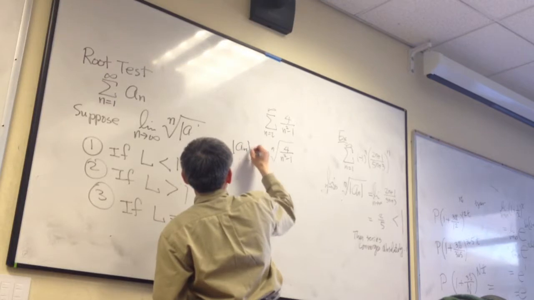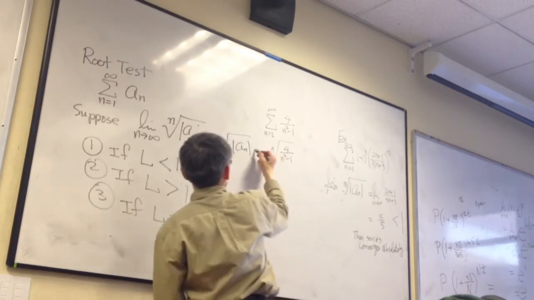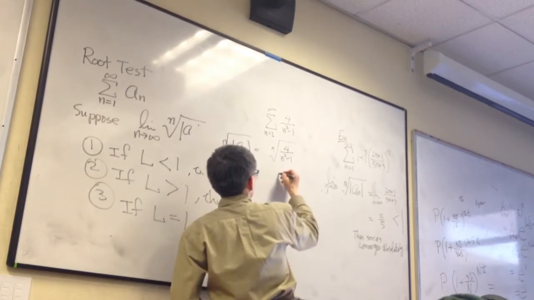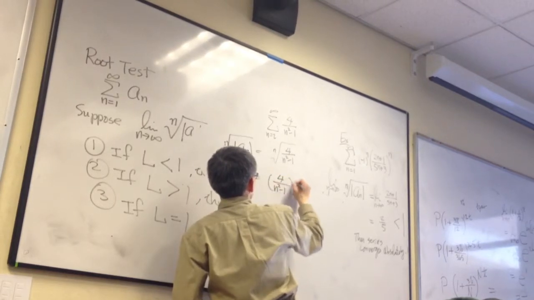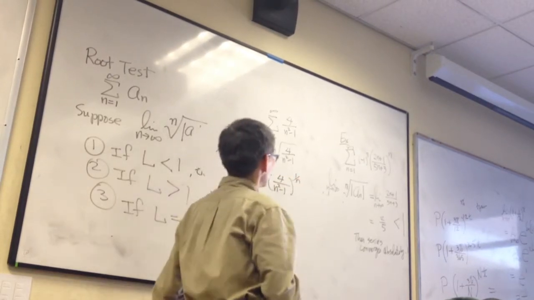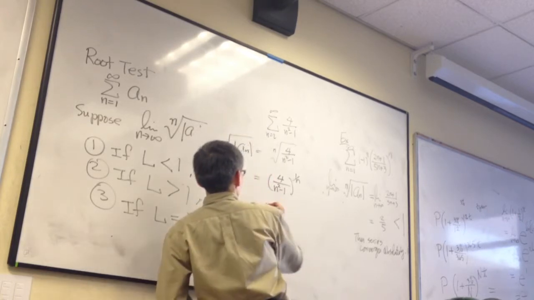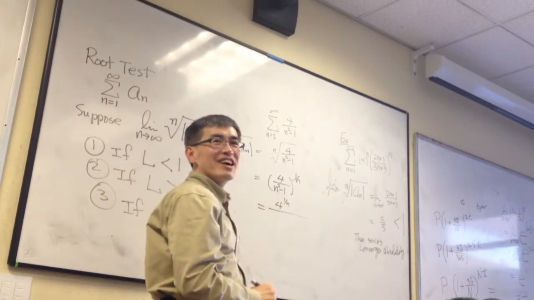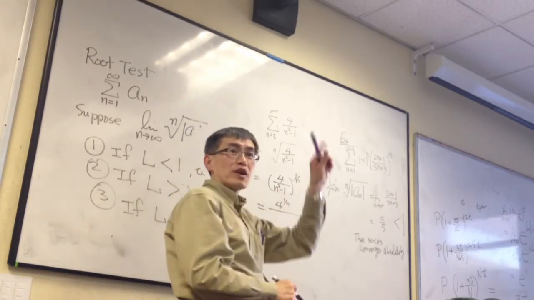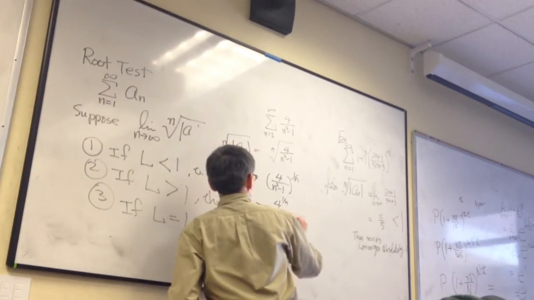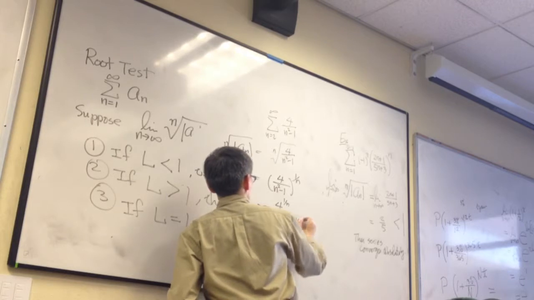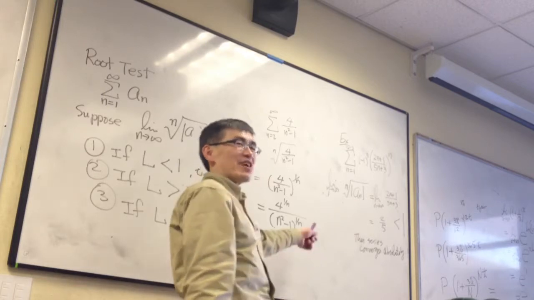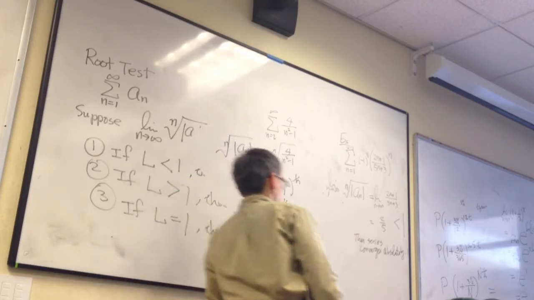So this is the absolute value of a_n, take the nth root, and that's equal to 4 over n squared minus 1 to the 1 over n's power. So this is 4 to the 1 over n's power. That part is easy. The exponent goes to 0, so 4 to the 0 is 1. And then n squared minus 1 taken to the 1 over n's power. How are you going to deal with it? Seriously, how do you deal with it? You separate.